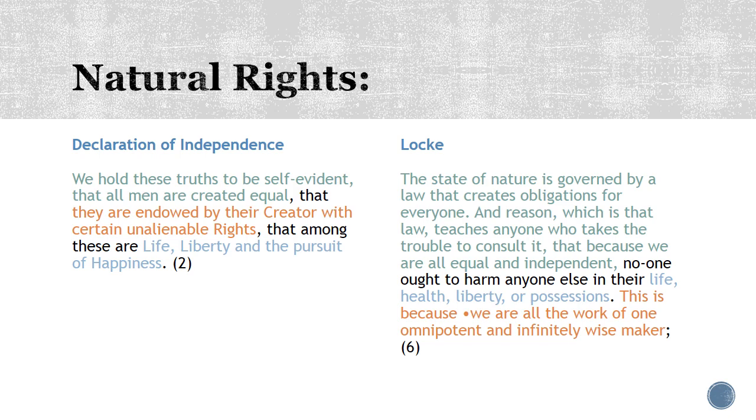But Locke here says the state of nature is governed by a law that creates obligations for everyone. And reason, which is that law, teaches anyone who takes the trouble to consult it that because we are all equal and independent, no one ought to harm anyone else in their life, health, liberty, or possessions. This is because we are all the work of one omnipotent and infinitely wise Maker. So again, they both appeal to this natural equality, and they appeal to basic common sense about the way people are supposed to treat each other. That is, because natural law applies even without a government, natural rights apply even without a government. And so the purpose of government for Locke is to preserve those natural rights in the face of all these self-serving biases that would ruin the whole society if we just let people make their own rules.